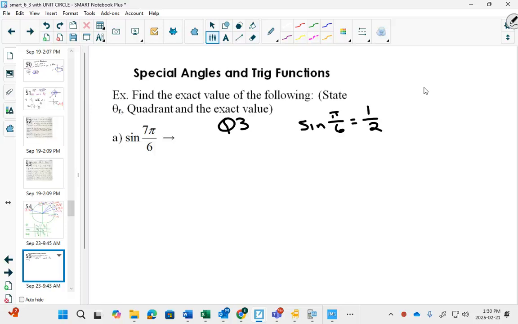So sine of 7 pi over 6 is also going to be a half, but the next thing I have to think about is my cast rule. If it's in quadrant 3, should sine be positive or negative? Negative. So then sine of 7 pi over 6 will be negative a half. So I don't memorize 7 pi over 6 on its own. I just use quadrant 1, so I have less things to memorize. I think about what quadrant it's in, think about my cast rule, and then I can figure out my value quickly.